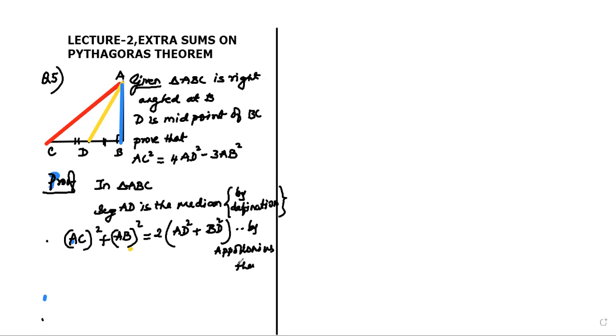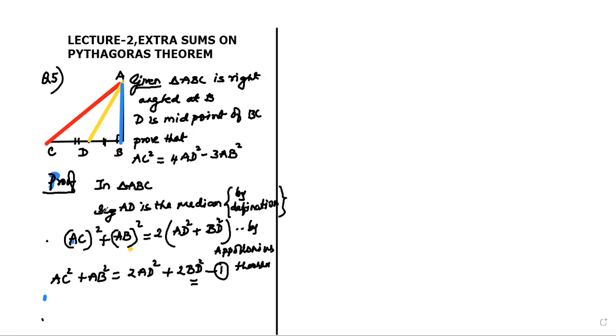Now listen here, children, all of you pay attention. When I open the bracket, AC square plus AB square equals twice AD square plus twice BD square. And you can clearly see, children, which segment here you don't want: this BD. I call this 1. I don't want this BD. I don't require it. So BD need not be there in your answer.